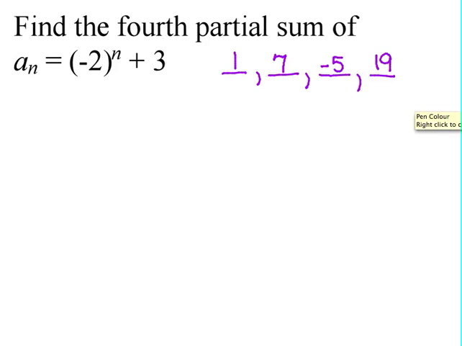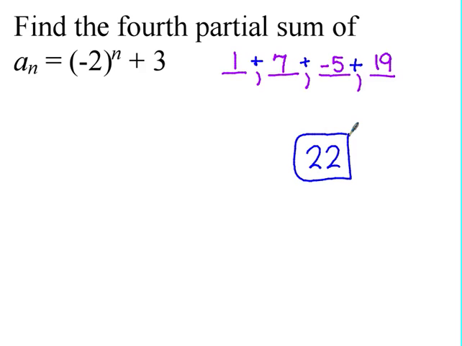And so now, if I want to find the partial sum, all I'm going to do is add all those up together, and that's it. So what is 1 plus 7 plus negative 5 plus 19? 22. So that is the fourth partial sum. Now, real quick, what would be the third partial sum? 3. Okay? So that's all the partial sum is.